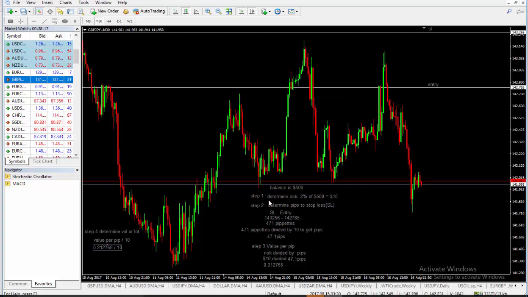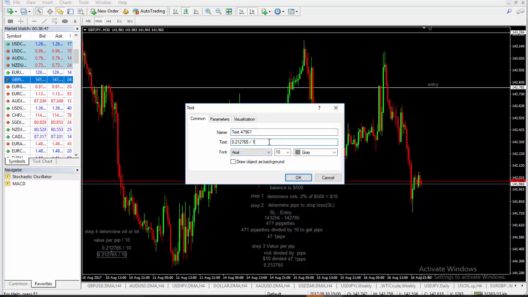So let's see how much it will give us. You see, now we have 0.02. Our volume, our lot size has just changed. Now our lot size or position size will become 0.02. Do you see that?